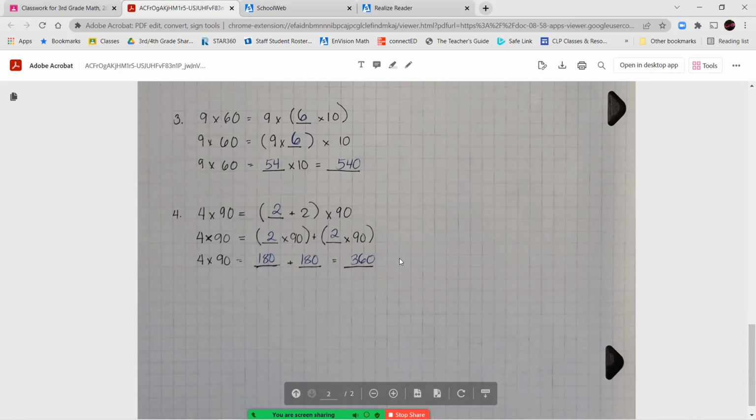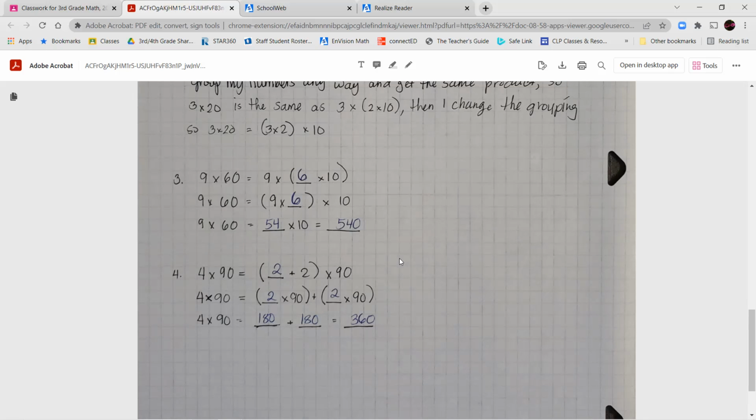And for our final question, number 4, 4 times 90, I distributed my 4 into 2 plus 2, times 90. So 2 times 90, I'm going to use my basic facts. I know 2 times 9 is 18. So 2 times 90 is 180. 180 plus 180 gets me to 360.